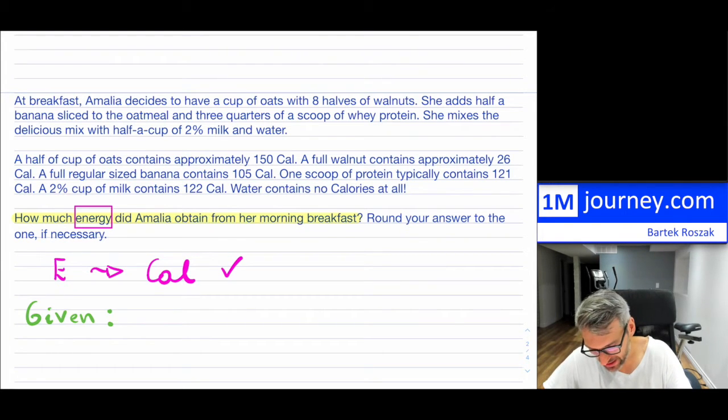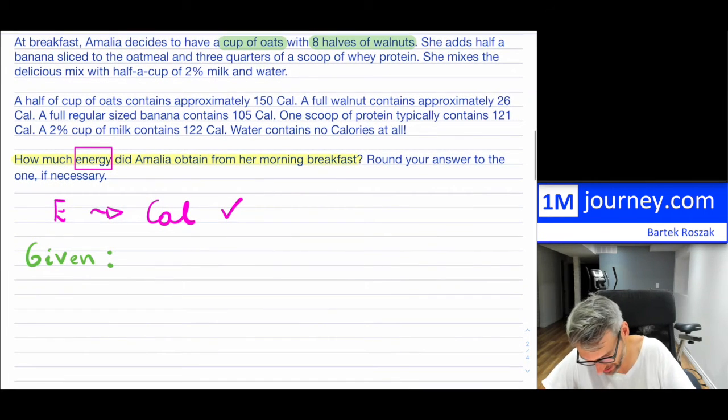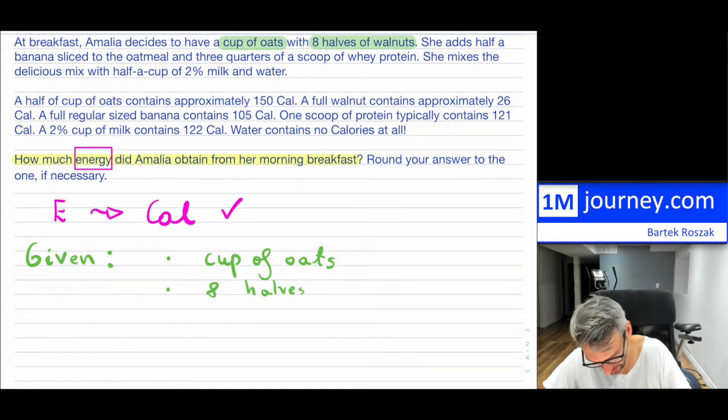All right, so Amalia decides to have a cup of oats. So that's important, that's what she eats. With 8 halves of walnuts. So now pause, go back to your givens, and start writing these things down. We have a cup of oats, so that's 1. We have another one, which is 8 halves of walnuts.